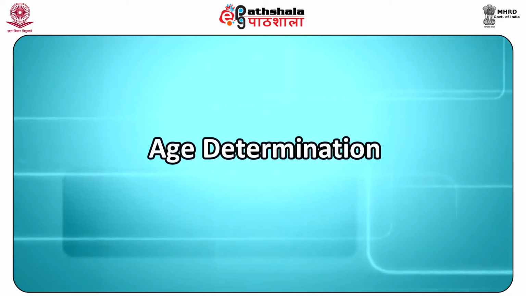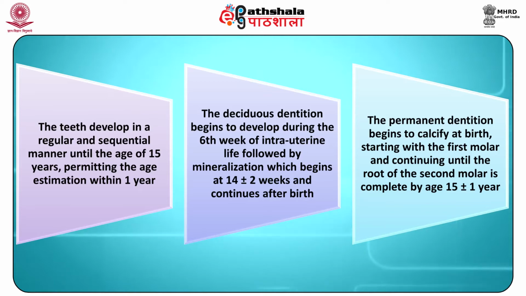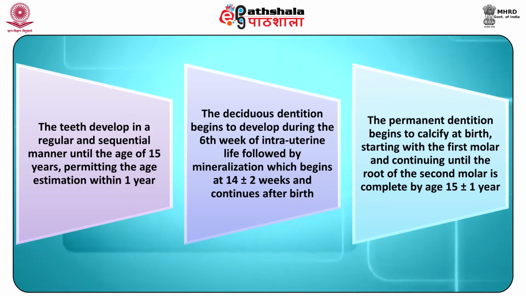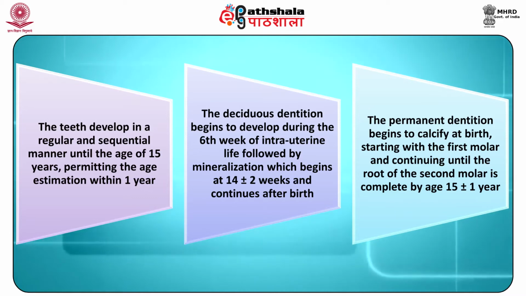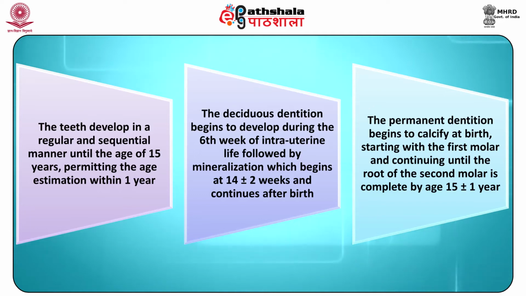Coming on to the age determination, to elaborate further, the teeth develop in a regular and sequential manner until the age of 15 years, permitting age estimation within a range of 1 year. The deciduous dentition begins to develop during the 6th week of intrauterine life, followed by mineralization, which begins at 14 plus or minus 2 weeks and continues after birth. The permanent dentition begins to calcify at birth, starting with the first molar and continuing until the root of the second molar is complete by the age of 15 plus or minus 1 year.